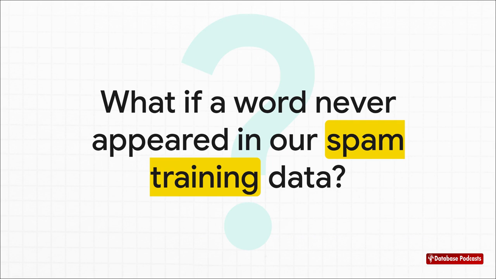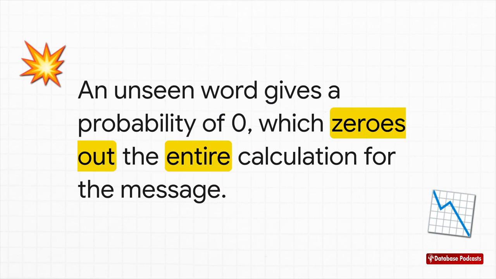Okay, our model is fast, it's clever, but it does have a potential Achilles heel. What happens when it sees a word it's never encountered before in a particular category? Like, what if the word meeting shows up in a new email, but in our entire training set, that word only ever appeared in our ham, our good emails? This is a huge problem, a catastrophic one actually.